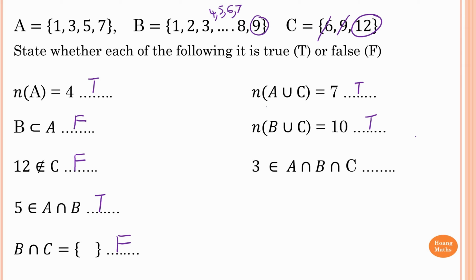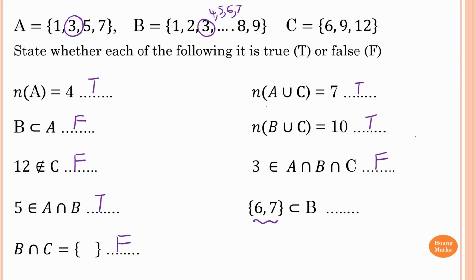3 is an element of A and B and C. So let's see. So 3, does it come from A? Yes. Is 3 from B? Yes. Does 3 come from C? No. So the answer is not true. So it is false.